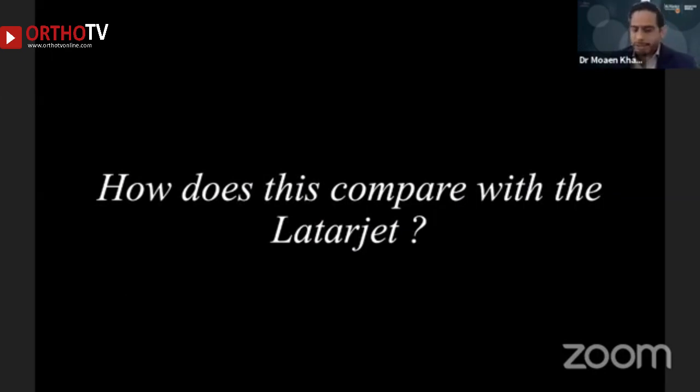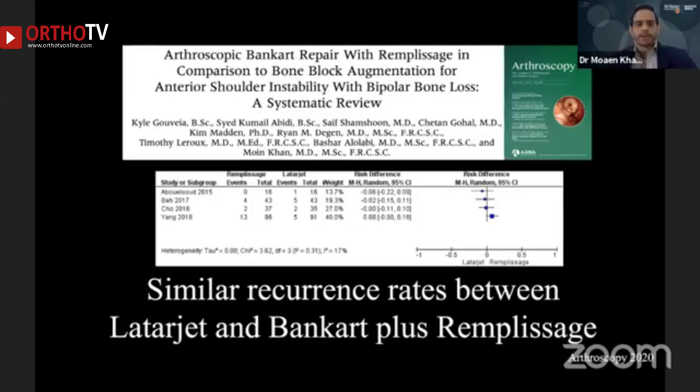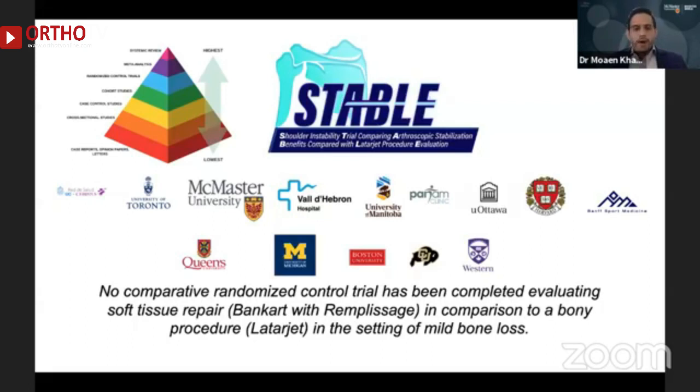So how does it compare with the lateral J procedure? This is some work that we published in Arthroscopy. Really in the mild glenoid bone loss patient, there are similar recurrence rates between the lateral J procedure and Bankart plus remplissage. And when you look at these studies, though, these are all non-randomized trials. So there are no high-quality randomized trials comparing the optimal management of patients with subcritical or mild glenoid and bipolar bone lesions treated with either a Bankart repair with remplissage versus a lateral J procedure. So this is a study that we're doing, being led out of McMaster, that is an international trial to find out what is the optimal treatment in this patient population. So stay tuned for those results when they come out.